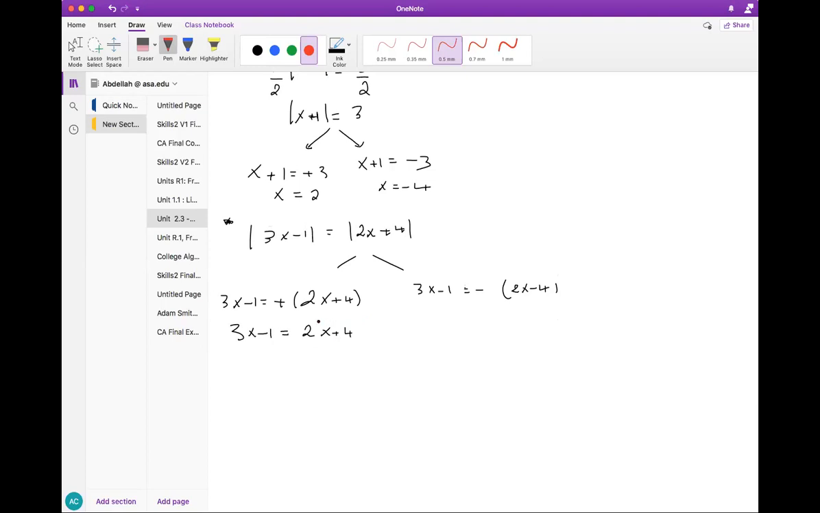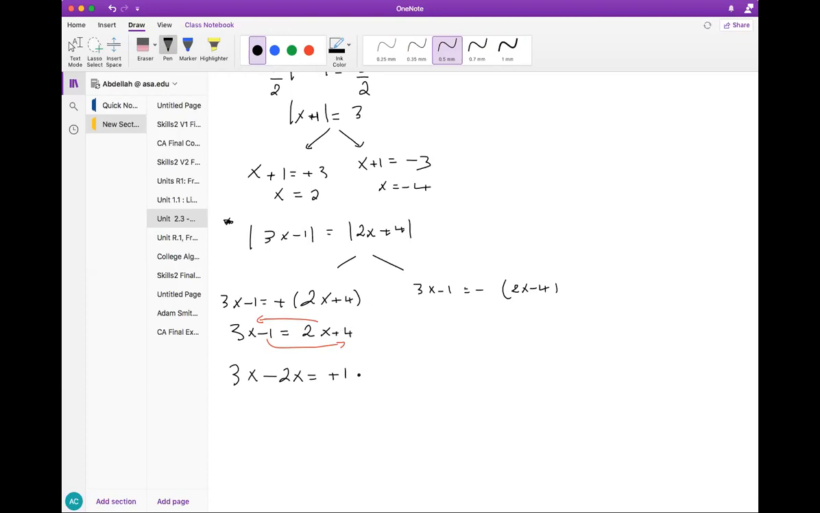Add the 1. Minus 2x on both sides. That's right. We're going to move the 2x over here. We're going to move the negative 1 to this side, so we can have the x's on one side. So 3x, 2x moves over, becomes negative 2x. And negative 1 moves over, becomes positive 1.